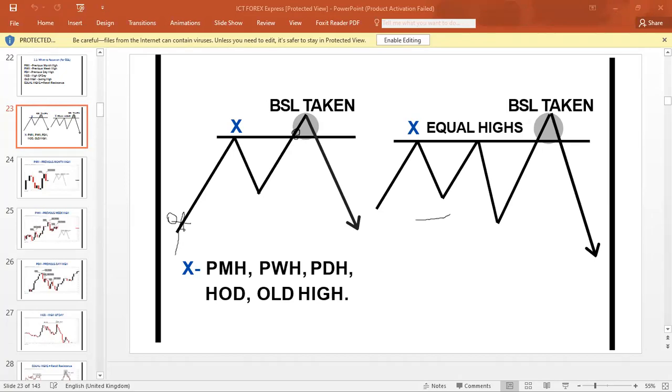Example here, previous daily high. This is the previous day, and this is a new day. The BSL is taken from that high. The previous day's high is taken, and the market went down.